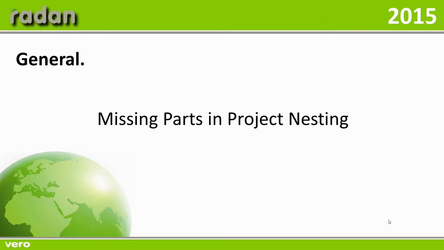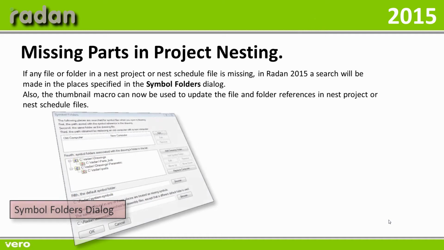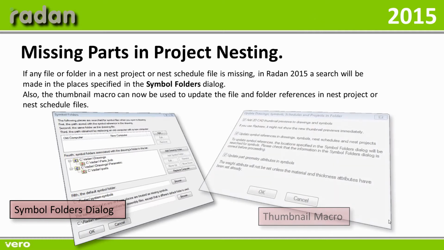Missing parts in project nesting. Some of you may have found that after a server move or a system crash, when you open up a project nest, you get missing symbols. So what we've done in Radan 2015 is enhanced the symbol search dialog to include project nesting. Now if you open up a project and symbols are missing, then the system will automatically look in your symbol search folder to see if it can locate those symbols. We've also enhanced the thumbnail macro, so if these symbols are missing, then you can rebuild the thumbnails using the thumbnail macro for any symbols lost in a nest project.